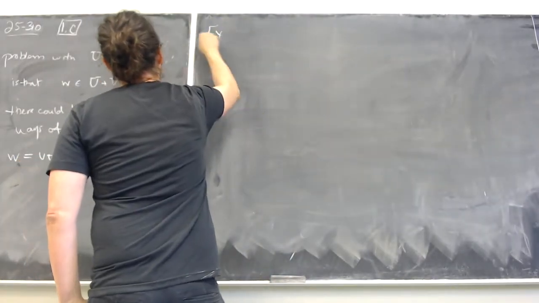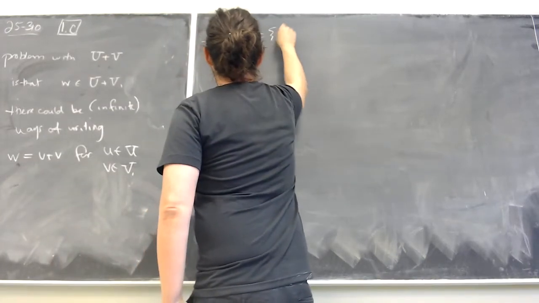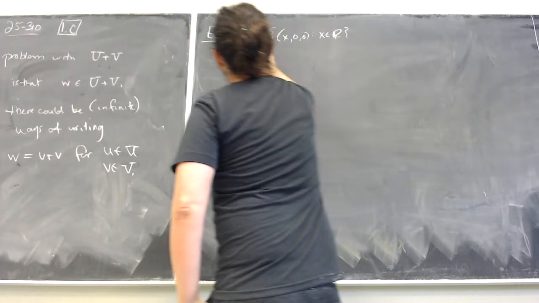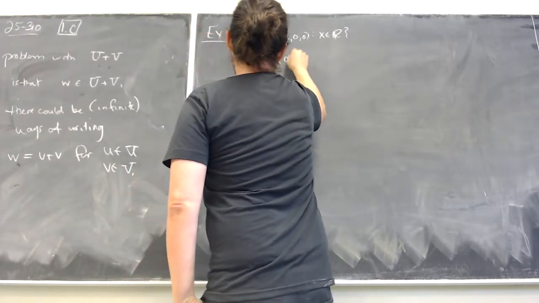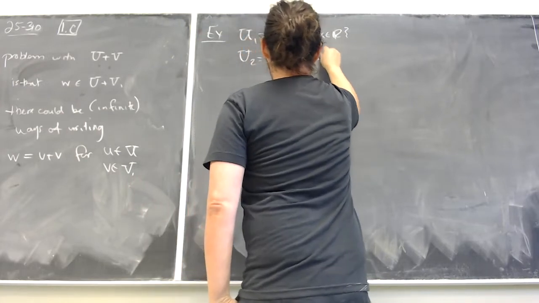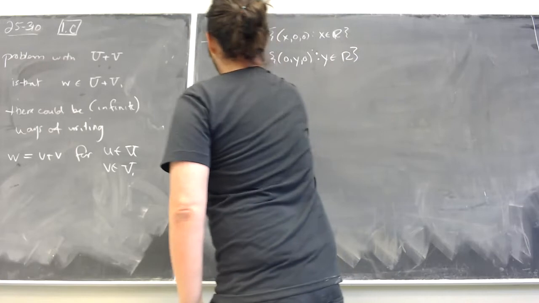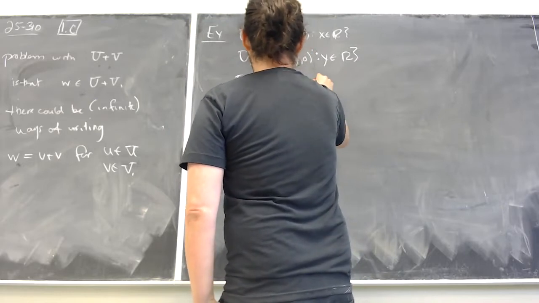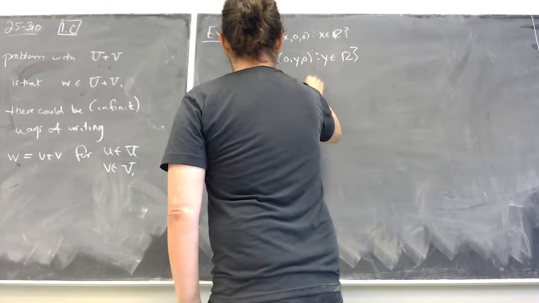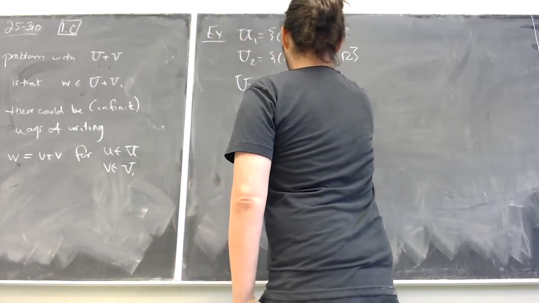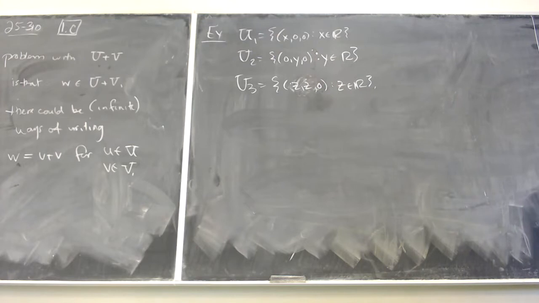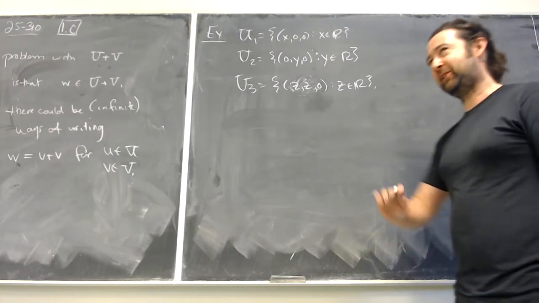So, for example, if you let U1 be equal to the set of (x, 0, 0) where x is in R, and you let U2 be equal to (0, y, 0) where y is in R, and you let U3 be equal to (x, x, 0), where z is in R. Sorry, I'll try to be neater with this.